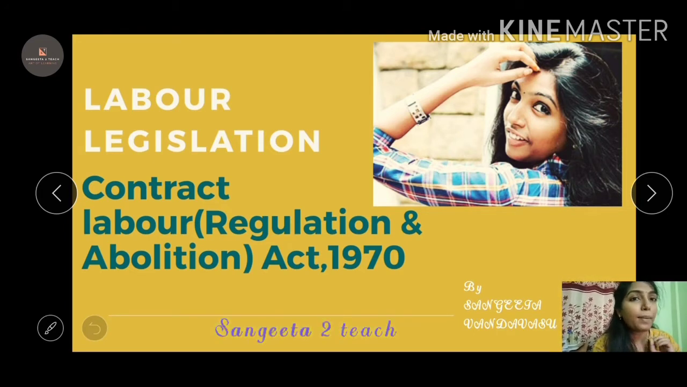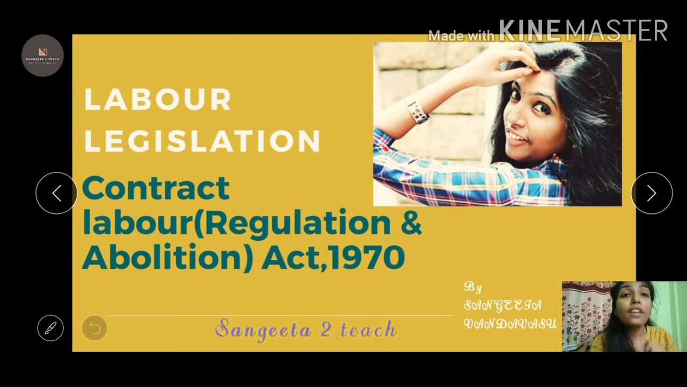See, there is a company, and there is an owner called the principal employer. He doesn't get the laborers directly. So what he will do is appoint a contractor. The contractor is a person who is in between, and he will get the laborers for a contract. So this is the basic idea.